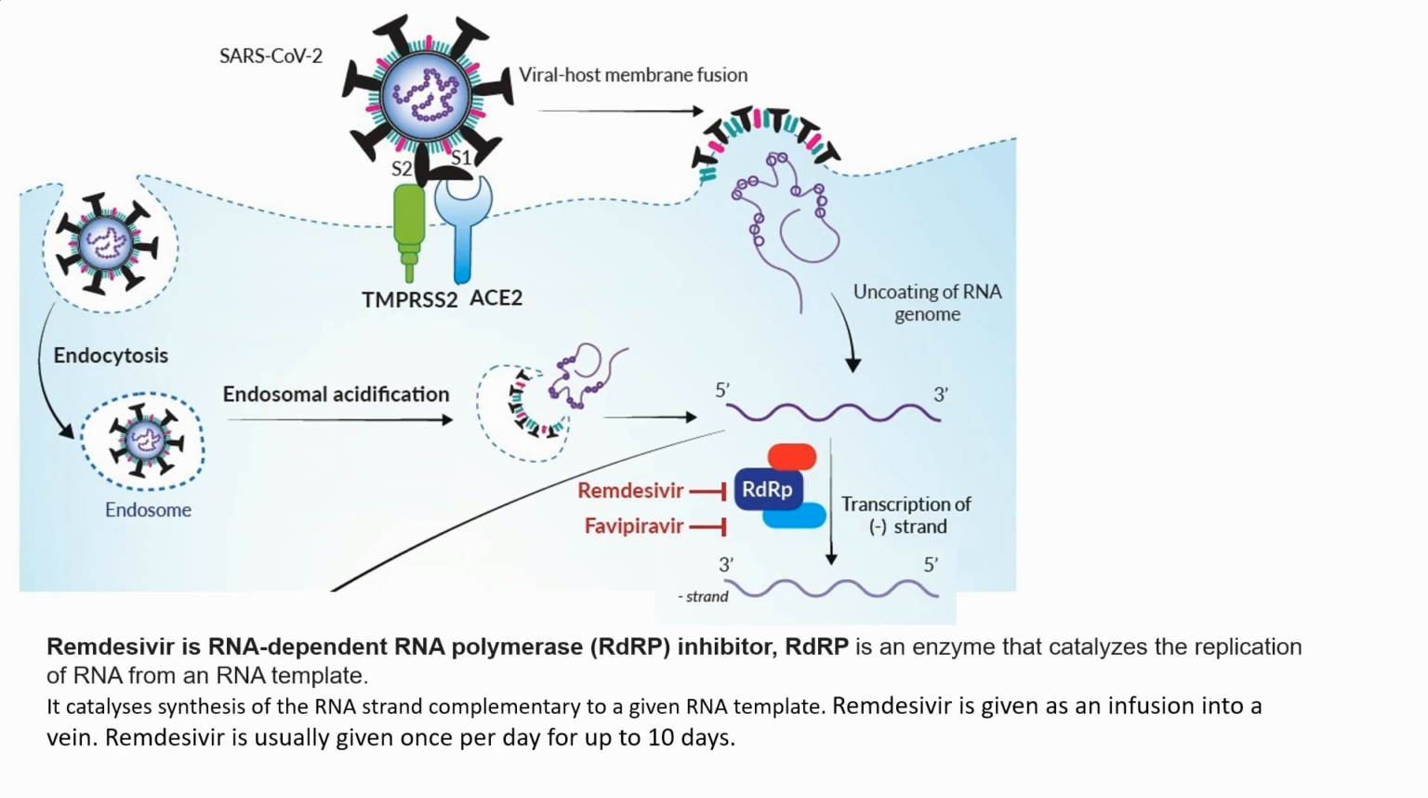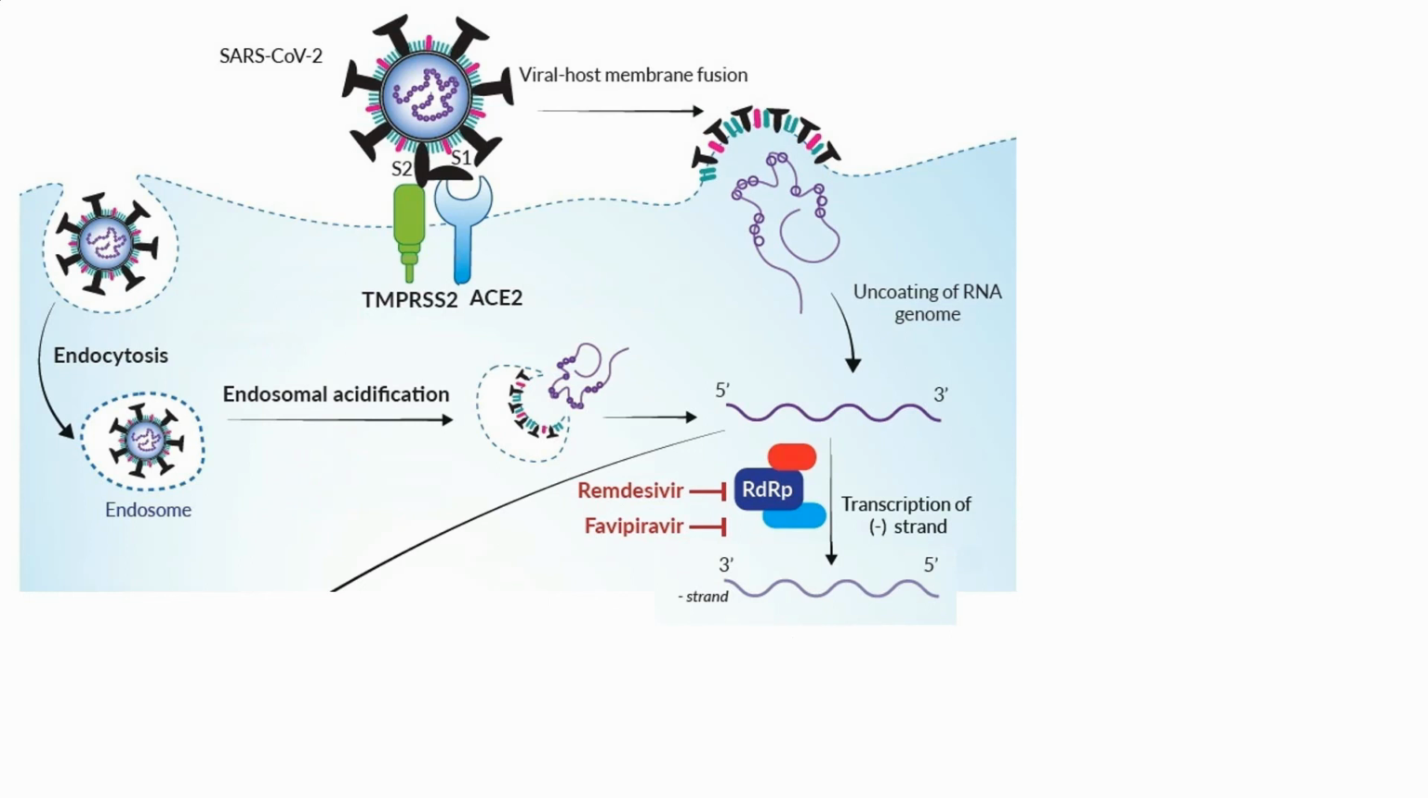nucleic acid. As you see here, remdesivir is also an RNA-dependent RNA polymerase inhibitor. This protein, which is important, as you see in the genome explained on the first page of the virus, is an enzyme that catalyzes the replication of RNA from an RNA template. It catalyzes the synthesis of the RNA strand complementary to a given RNA template. This type of drug we mainly use by infusion, and remdesivir is usually given once per day for 10 days.